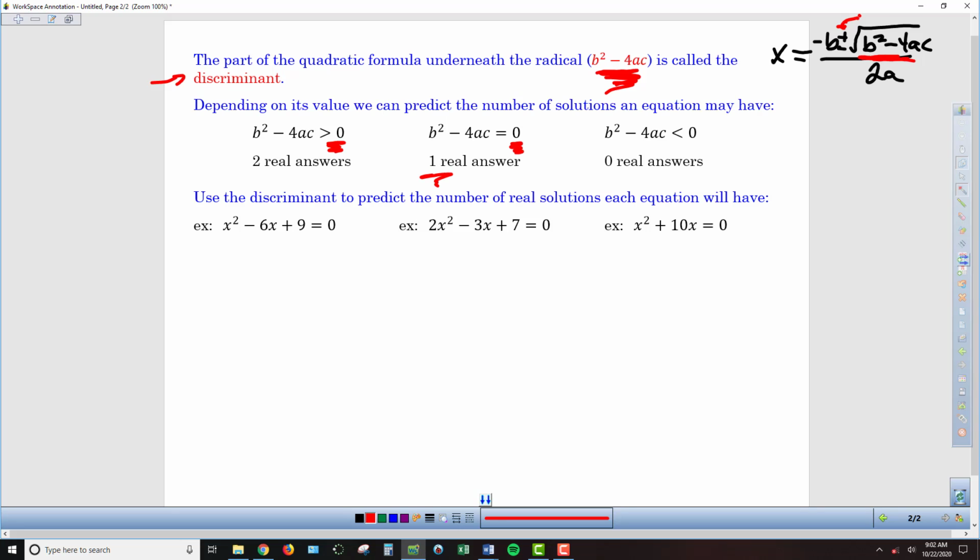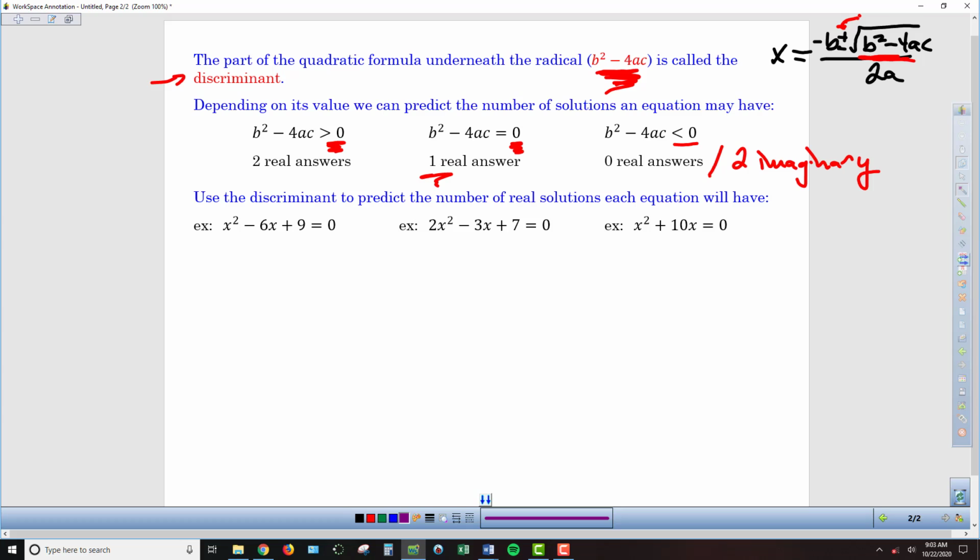And then finally, if that b squared minus 4ac, if the discriminant, is a negative number, if it ends up being less than 0, then we're not going to have any real answers, and instead we're going to have two imaginary answers. And so we have experience working with imaginary numbers, so we can still solve the problem. It's just that we'll have an i in our answer, but we'll have two imaginary answers. So let's put that into practice with the examples that we see here.